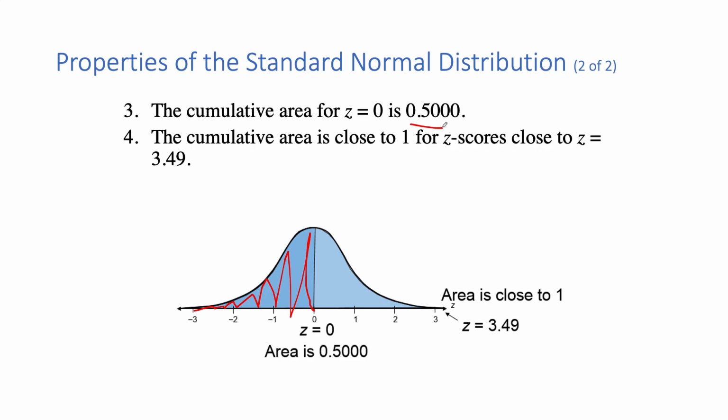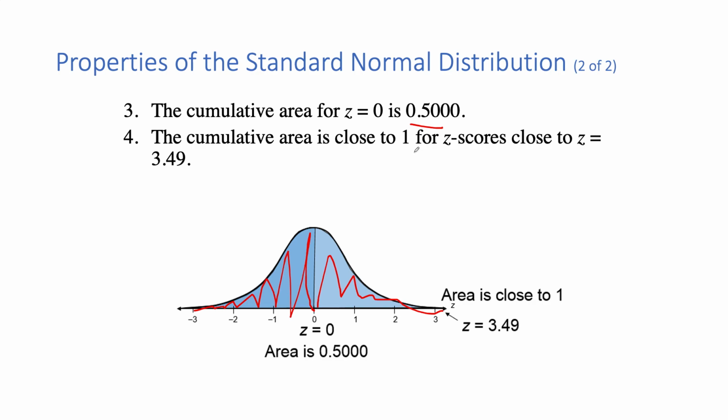So the cumulative area under the curve between the left end point, which is cut off at negative 3.49, and the right end point, which is 0, the mean, is going to be 0.5. So about half the area is located between these two points, right? And then I can keep going further and further, and by the time I hit 3.49, I should have accumulated all the area under the curve. So basically the cumulative area is close to 1 for z-scores close to 3.49, right? So that's the notion of cumulative area, okay? It's an important idea.